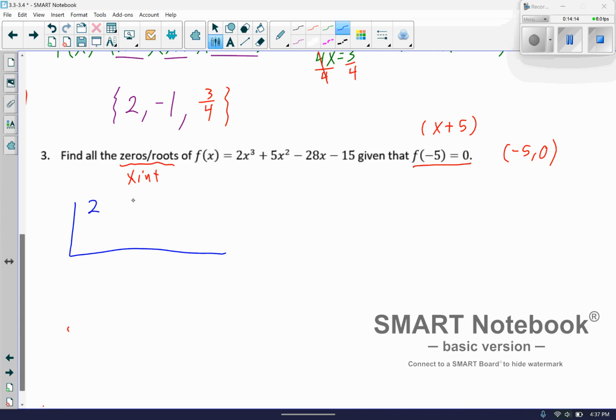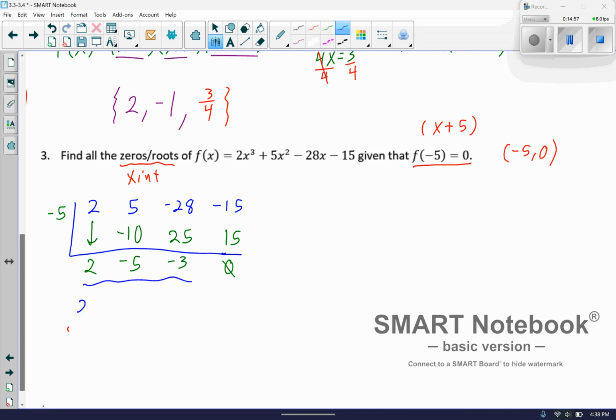So let's see, I'm going to have a 2, a 5, a -28, and a -15. And so I'm going to take the -5. So I do want to use -5. Don't change the sign of that. And so we'll go ahead and drop the first number and start our process. So 2 times -5 is -10. Add that together, -5. -5 times -5 is 25. Add that together, I get -3. -3 times -5 is 15. Add that together, I get 0.